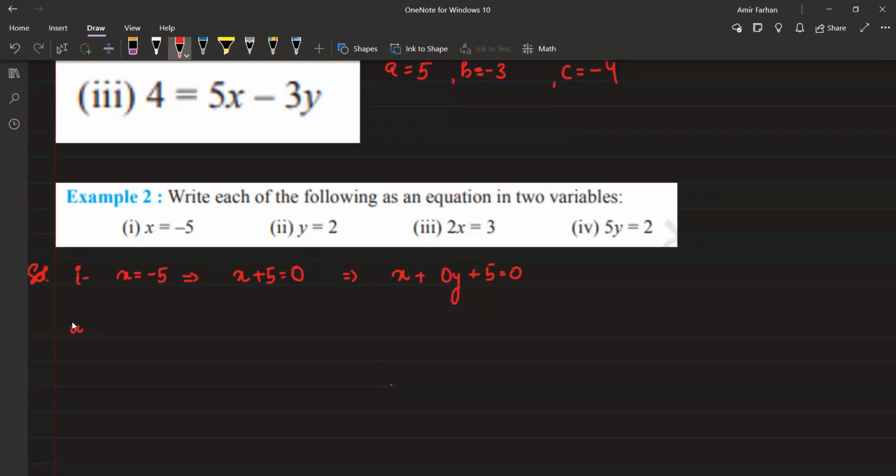Once again, second example. y is equal to 2. So can I write this as 0 multiplied by x plus y minus 2 equals to 0? Yes or no, Simrat? Yes. So is this a two variable equation? Yes. Remaining two variable equations here. Okay, solve it.